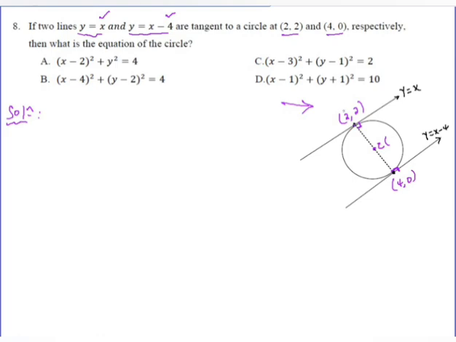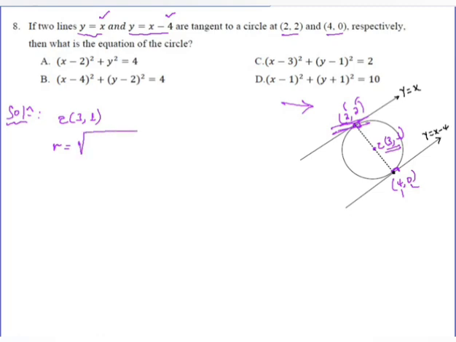If it is a midpoint, add 2 with 4 and divide by 2, the result is 3. Again, add 2 with 0 and divide by 2, the second entry will be 1. Therefore, the center of the circle will be 3, 1. This is the center of the circle. The other thing, we need to determine the radius of this circle. The radius is the distance from the center to one of the points of tangency. So let's take this point 2, 2 with the center.